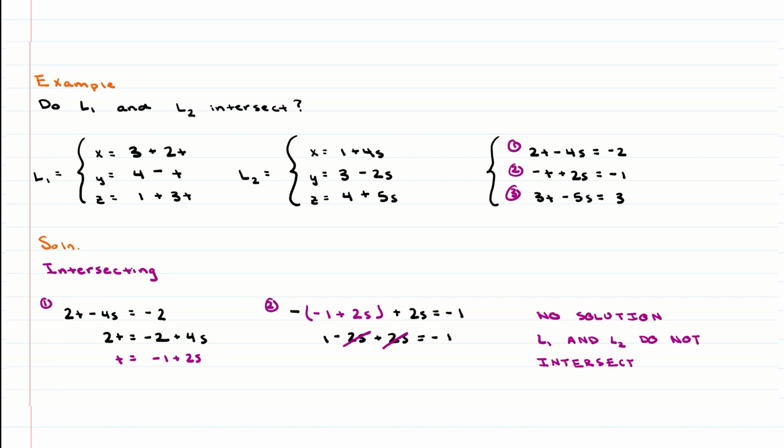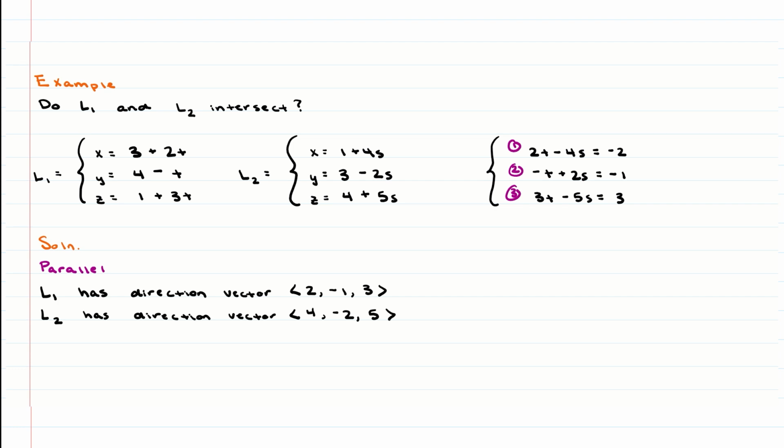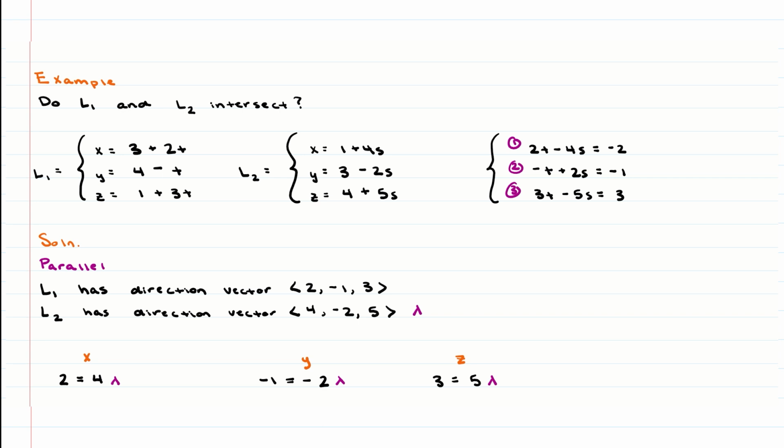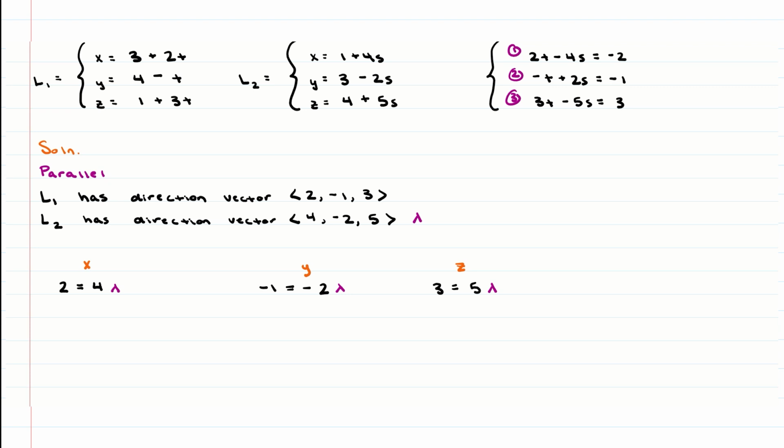So let's move on to testing if they're parallel. We'll start with writing out their direction vectors. L1 has a direction vector of 2, -1, 3, and L2 has a direction vector of 4, -2, 5. And we need to figure out if these two vectors are scalar multiples of one another. So we'll multiply L2 times lambda, and then we'll set the x's, y's, and z's in these two vectors equal to one another. So now we can start solving for lambda.